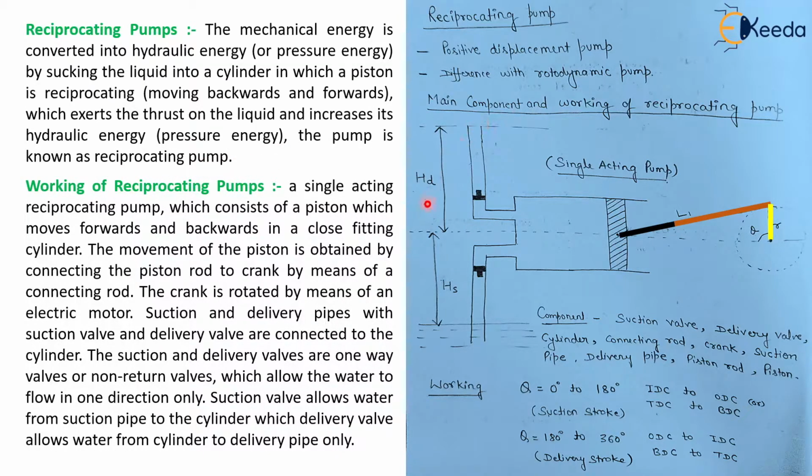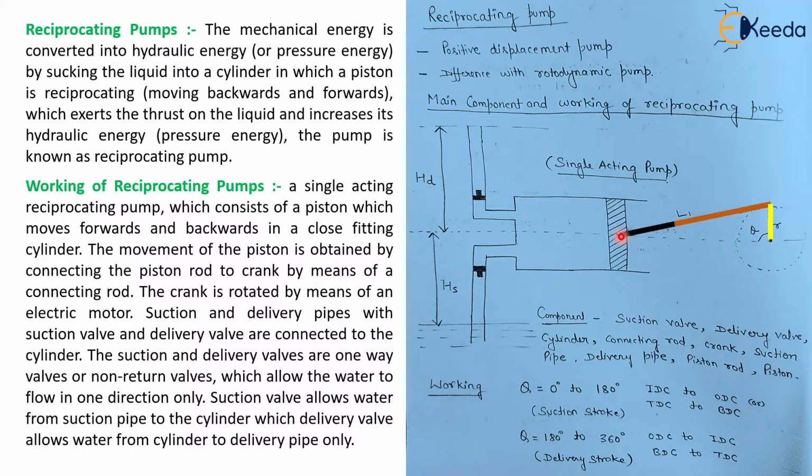You see here, this one is the reciprocating pump. This is a single acting reciprocating pump, which consists of a piston. This piston moves forward and backward. The movement of the piston is obtained by connecting the piston rod to the crank.